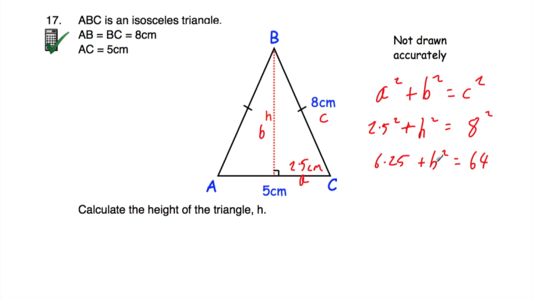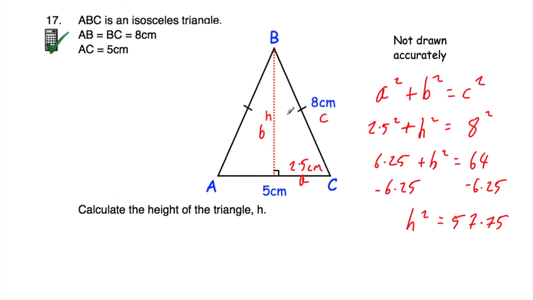Now we want to find out what h is, so let's get rid of this 6.25. So let's take away 6.25 from both sides of our equation. So we're going to be left with, on the left hand side, h squared, and on the right hand side we've got 64, take away 6.25, and that's equal to 57.75. Now that's h squared.